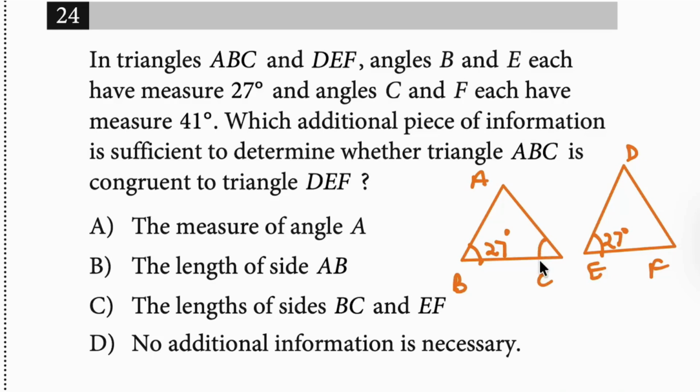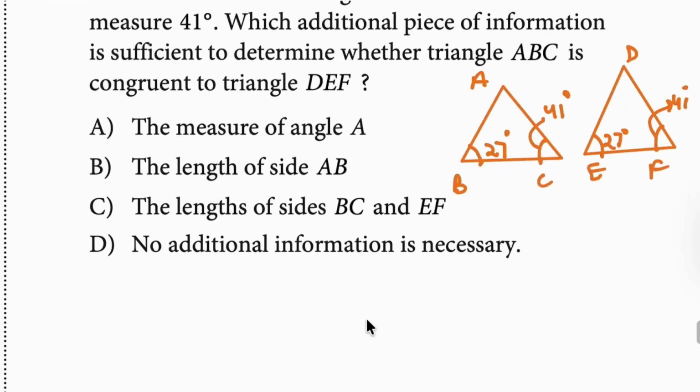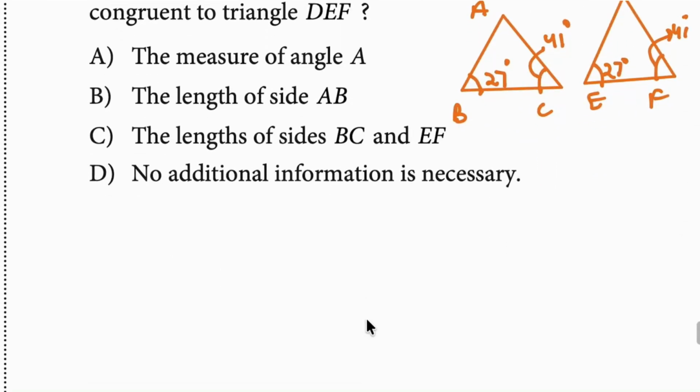And C and F both are 41 degrees. Which additional piece of information is sufficient to determine whether triangle ABC is congruent to triangle DEF? Let's just do one concept before that.